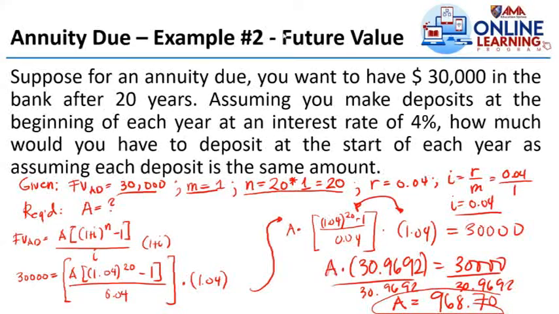So FVAD is 30,000. Our M is each year. There is no mention of M as annually or semi-annually, so automatically our M is 1.